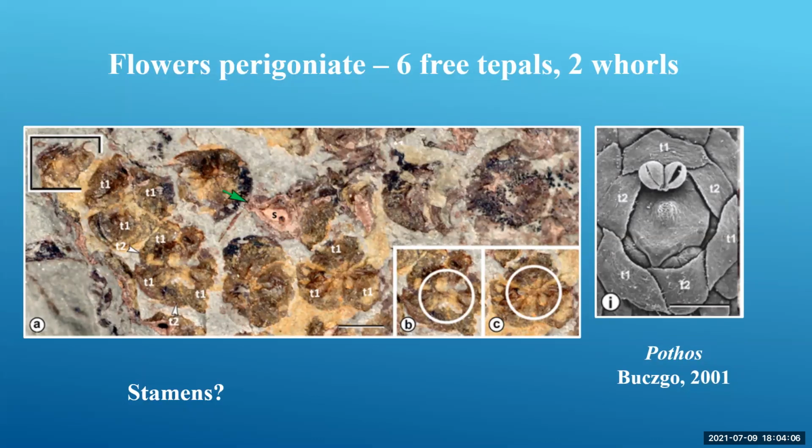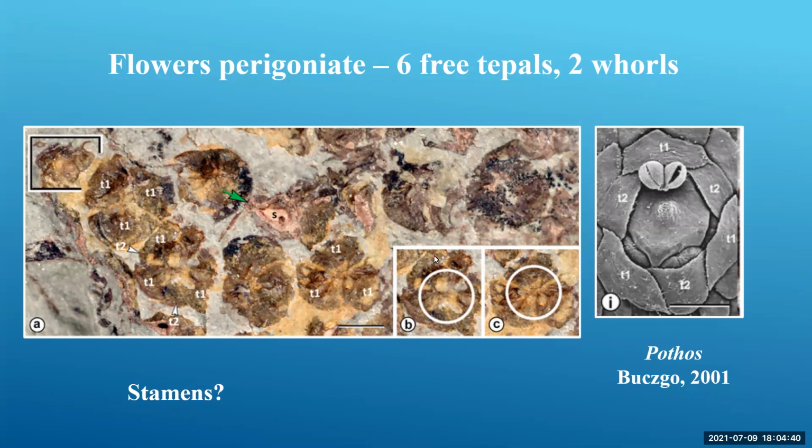If you look at the picture on the right-hand side, you'll see there's Pothos, a living aroid, described by Buzgo in 2001. And this also has 6 tepals per flower. So you see the T1 and T2 whorls. In the center of that flower is the pistil. It doesn't have as elongated a style as we have in the fossils. But here are the anthers, the pollen sacs. And you see how very filmy they look. These could have rubbed off, brushed off, fallen off as this thing was washed into water and deposited.